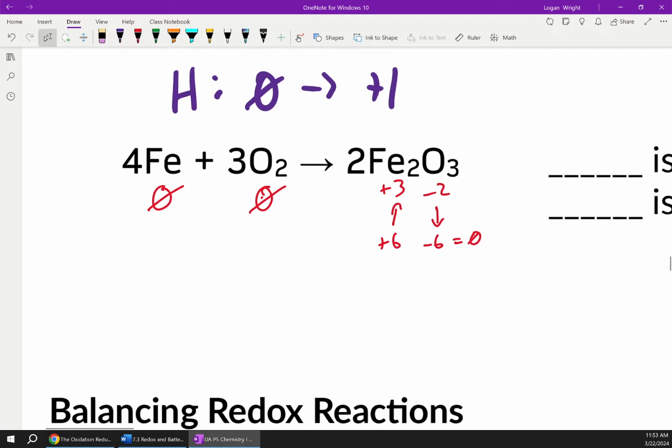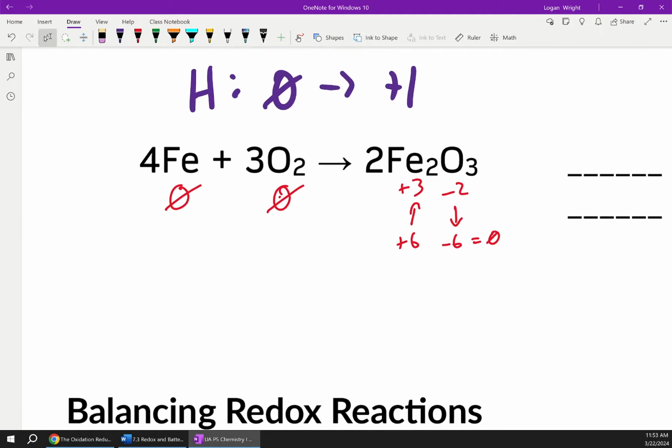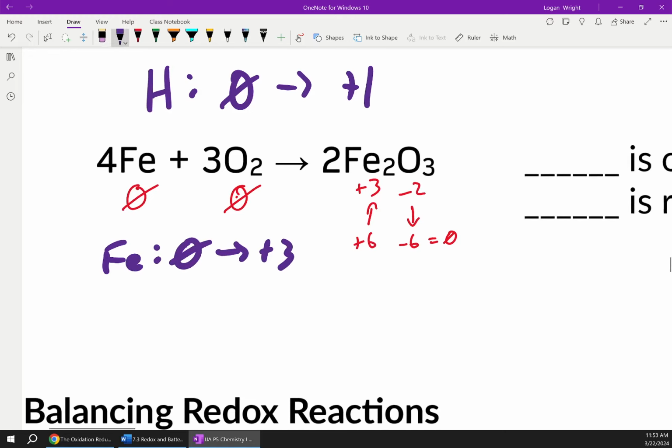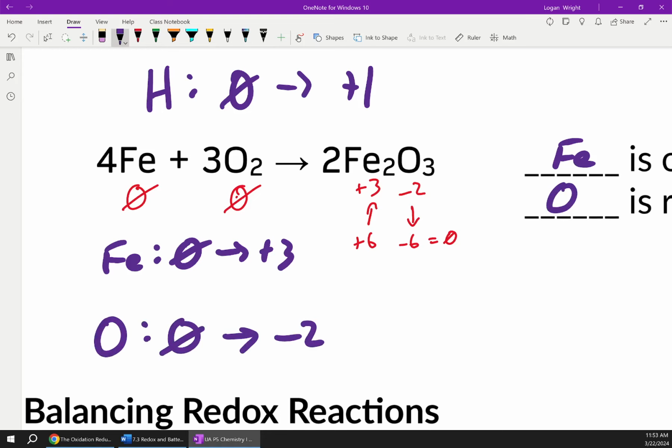And then we identify, I could just ask you the question, is this a redox reaction or not? Yes, because the oxidation numbers changed during the reaction. Iron goes from 0 to +3, so what happened to it? Oxidized. And oxygen goes from 0 to -2, so it reduced.